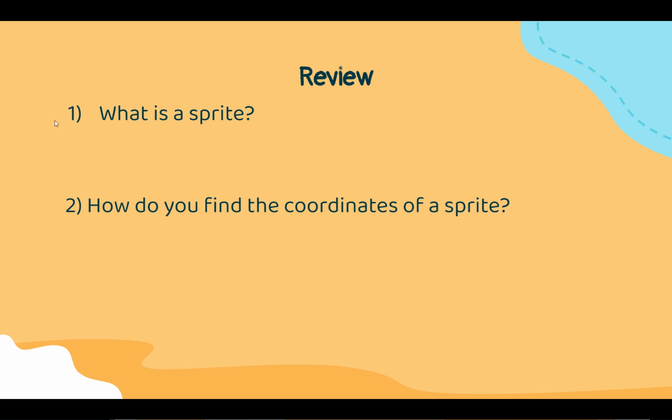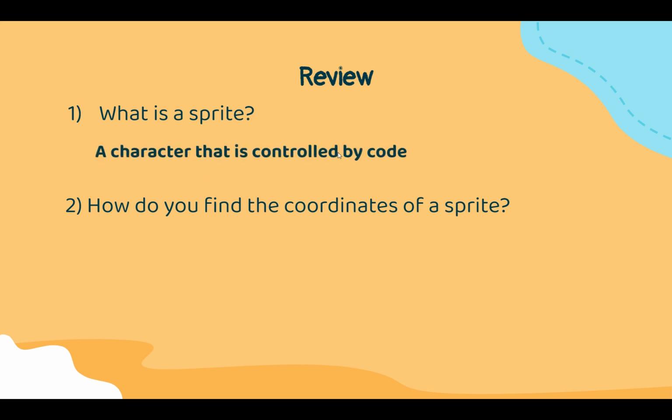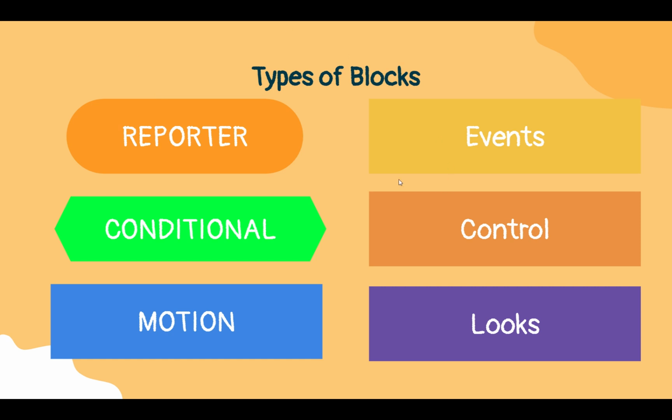Okay, so number 1, what is a sprite? A sprite is a character that you can control using code. And 2, how do you find the coordinates of a sprite? You click on the sprite in the bottom right corner, and then you look at the x and y values that it gives you. Okay, now we can move on to the types of blocks.